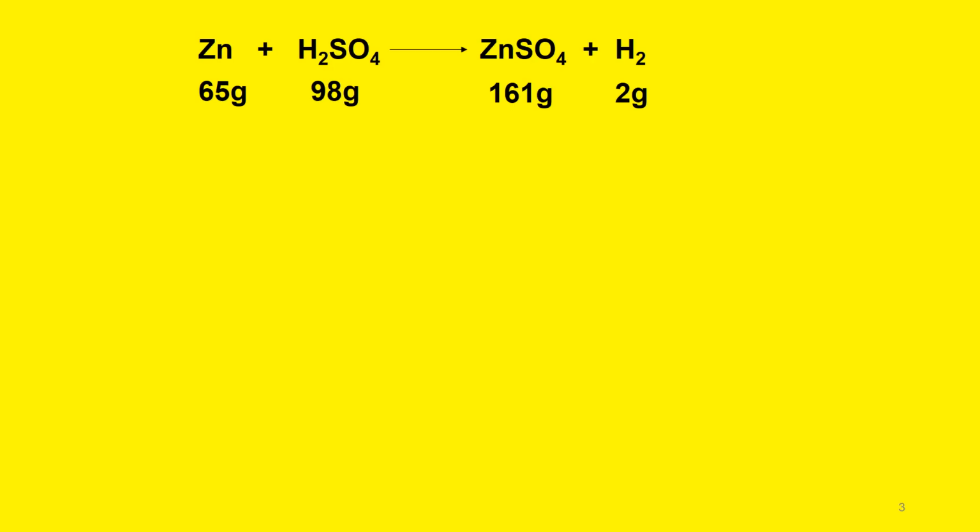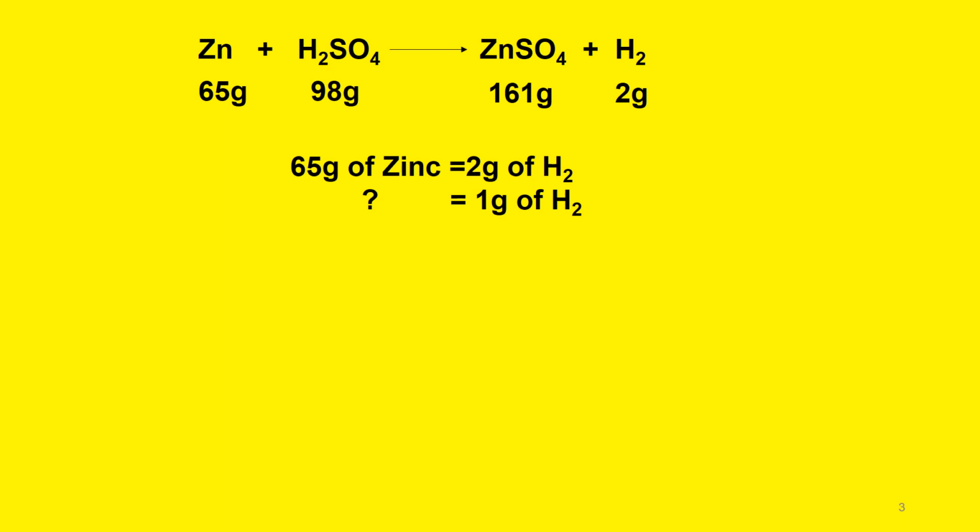A reaction between zinc and sulfuric acid produces zinc sulfate and hydrogen. For this reaction, let us calculate the equivalent weights of zinc. A reaction of 65 grams of zinc with 98 grams of sulfuric acid results in 161 grams of zinc sulfate and 2 grams of hydrogen.